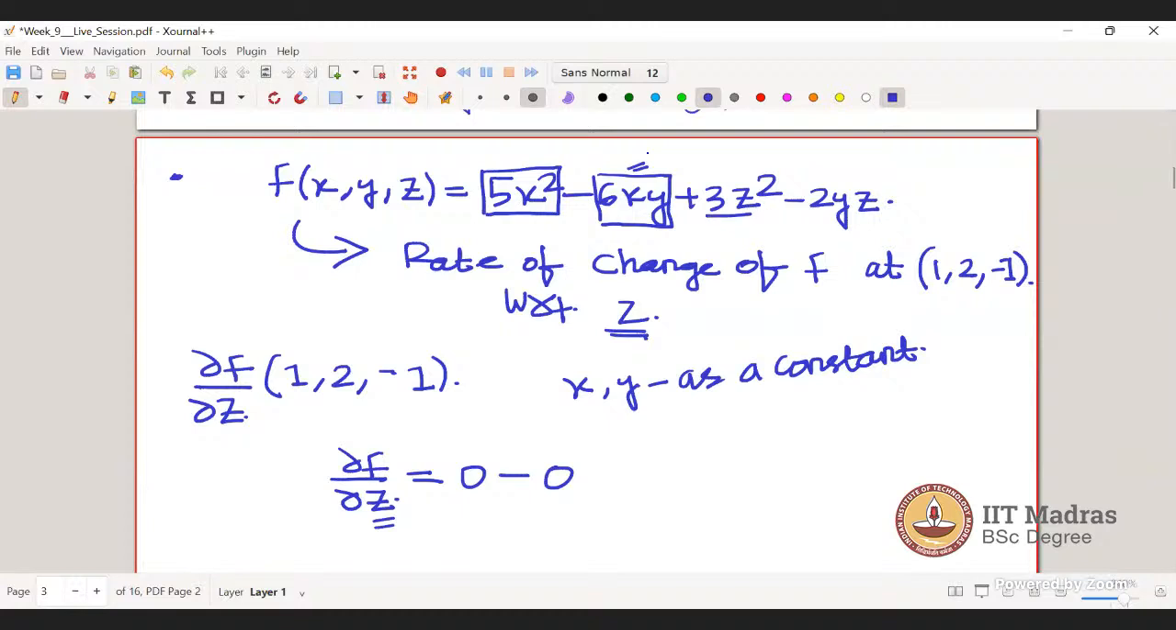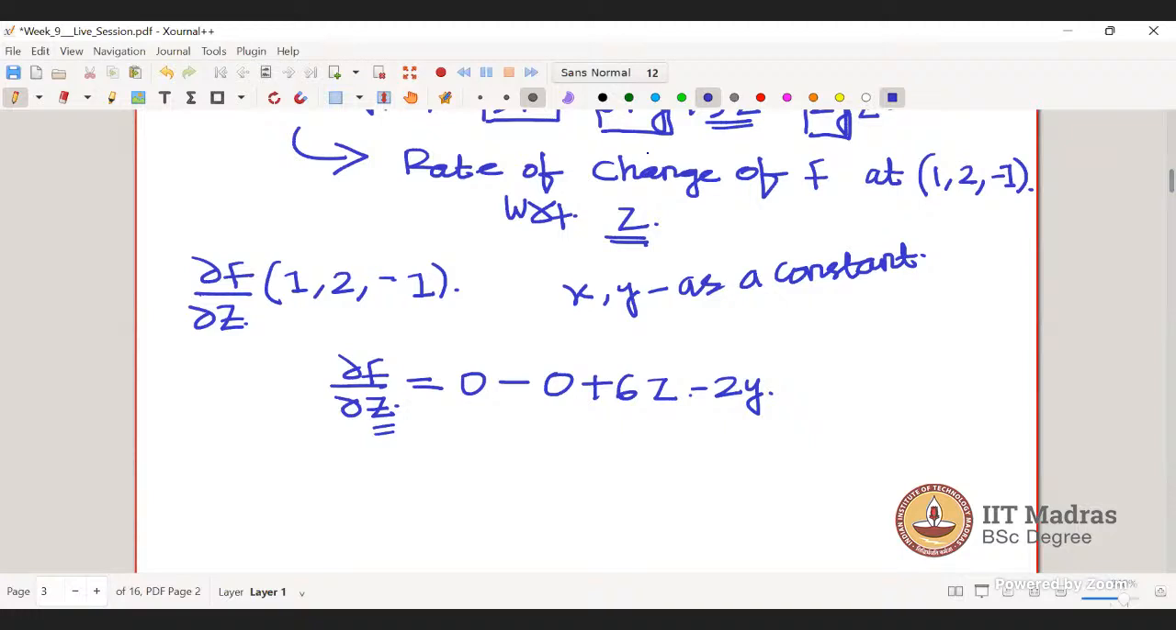Now we have a term containing z square. If you compute the partial derivative, you will get 6z. And again, we have to think of this as a constant, so this is nothing but a constant times z. When we do the partial derivative, what you will get is minus 2y. Okay, so then this is my function, 6z minus 2y, right?